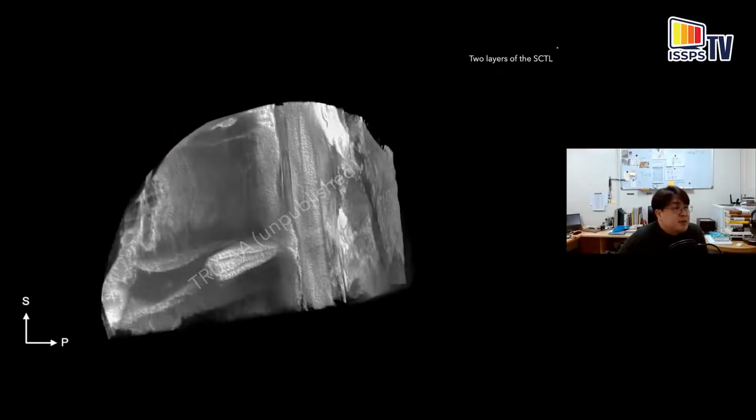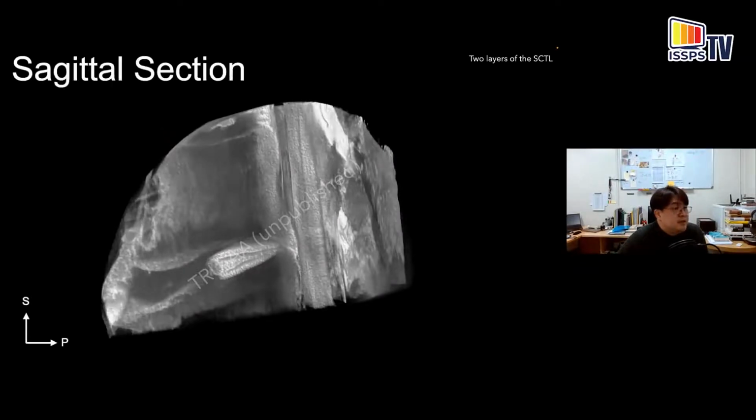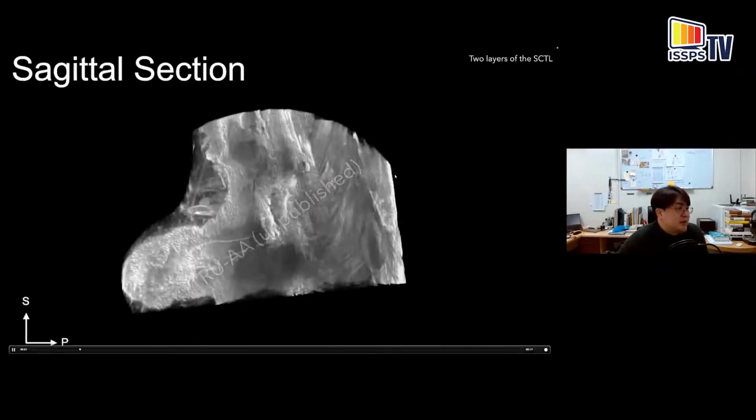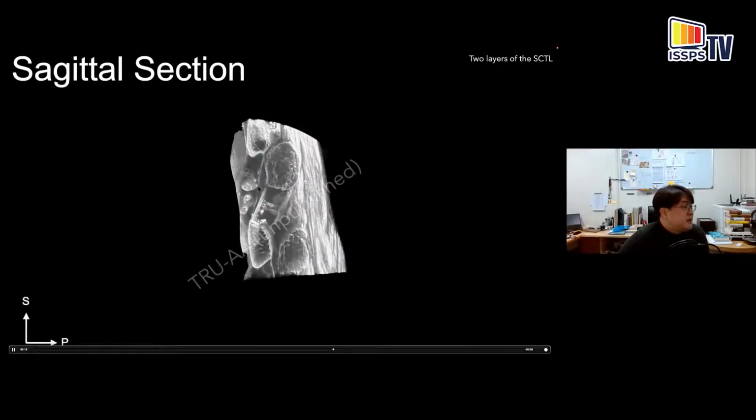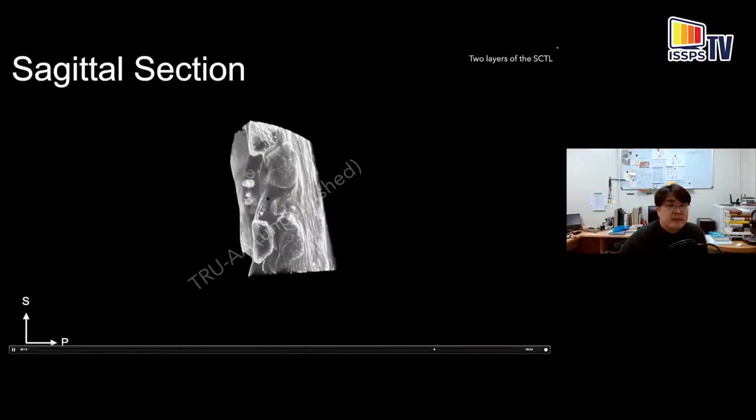In this video, you can see distinct two layers of the SCTL. They are marked in blue color, anterior and posterior layers of the SCTL. You can see it.